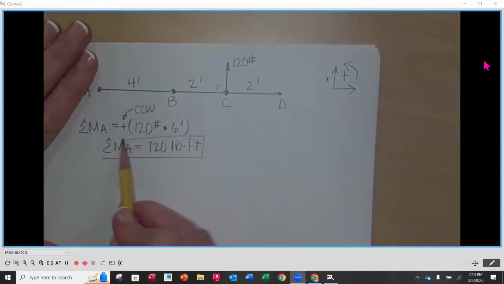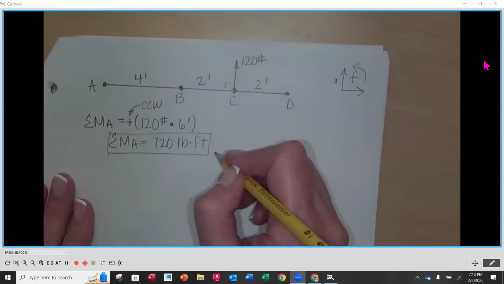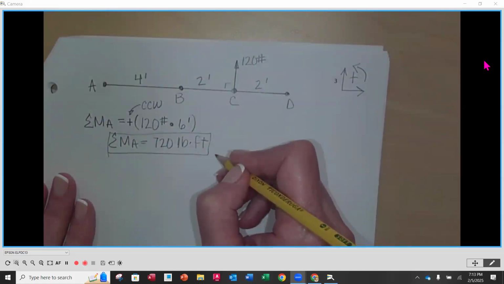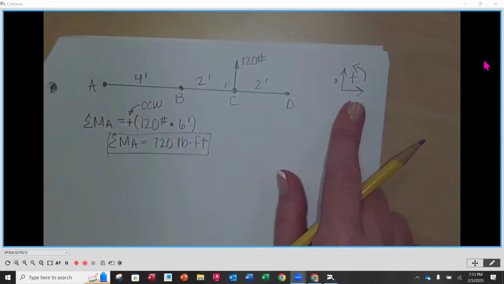And then the box around your final answer. Now, because there's a positive out here, that's telling us the direction. So you don't have to put clockwise or counterclockwise out here. The positive relates us back to our convention. Does that make sense to everybody?